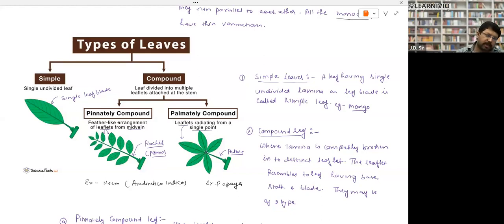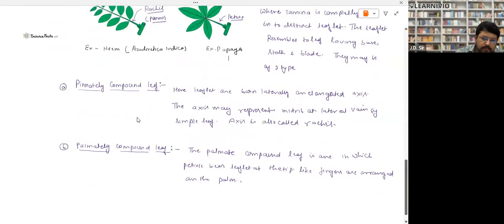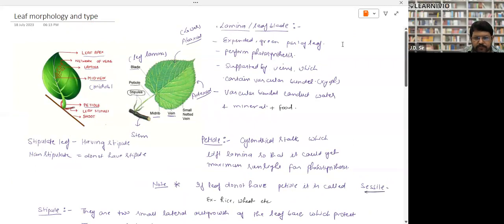Is it clear or not? Tell me. Types of simple and compound. Yes, sir, it's clear. Pinnately compound, palmately compound. So leaf was simple.